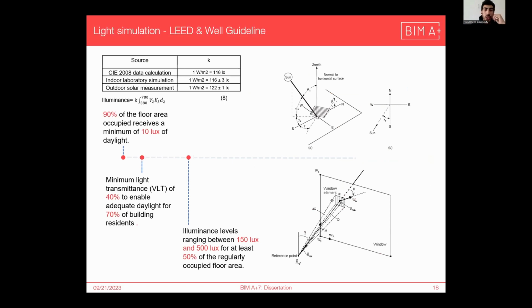First, the guidelines state that 90% of the occupied floor space should receive at least 10 lux of daylight. It also indicates a minimum light transmittance of 40% and daylight for 70% of building occupants. Illumination levels range between 150 and 500 lux at least 50% of the regularly occupied floor space.